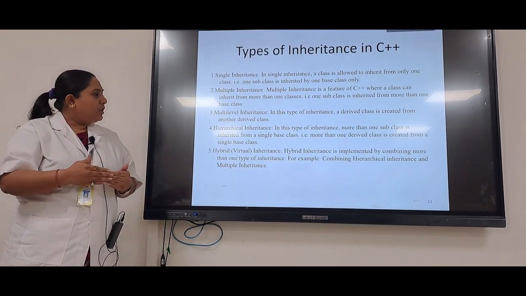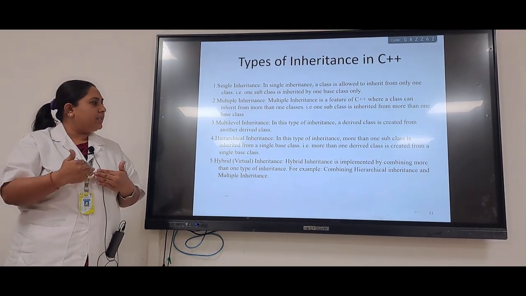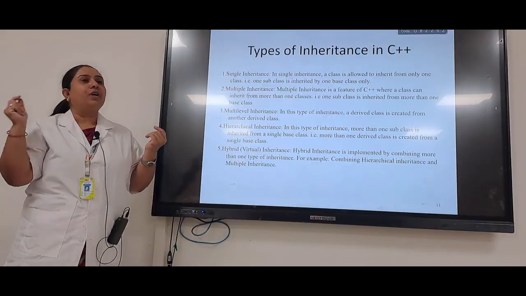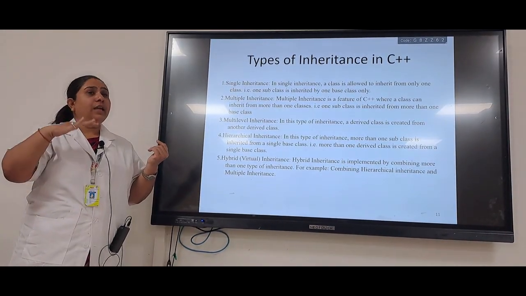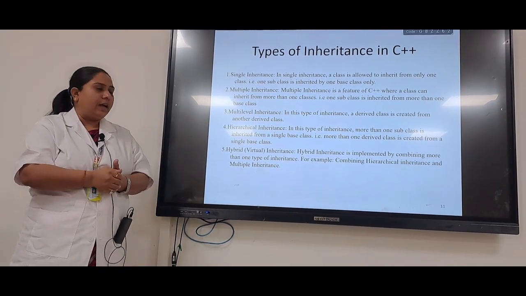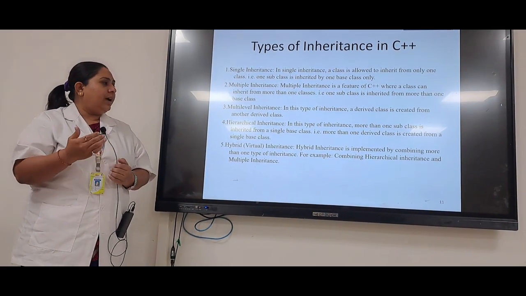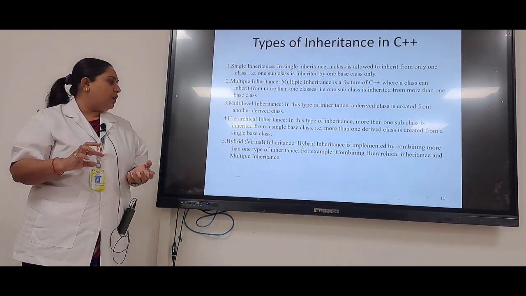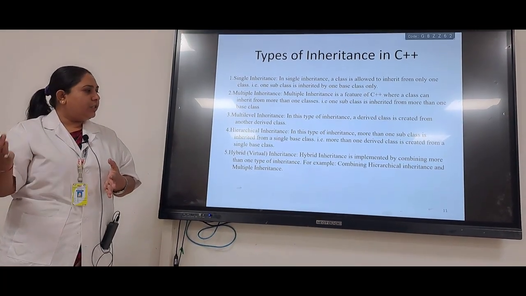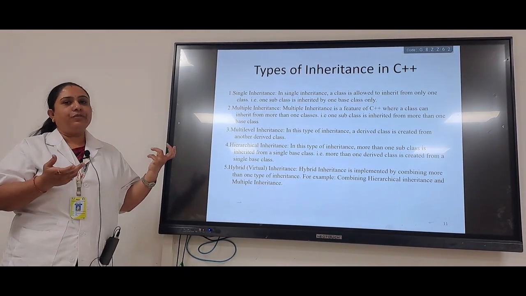If we talk about hierarchical inheritance, in this type more than one subclass is inherited from a single base class. So in this case we may have a single base class and we may have more derived classes, and they may take properties from the base class. Such type of inheritance comes under hierarchical inheritance. When we talk about hybrid inheritance, it implements a combination of more than one type of inheritance in a particular program. So combining hierarchical inheritance and multiple inheritance together may give a form of inheritance called hybrid inheritance.